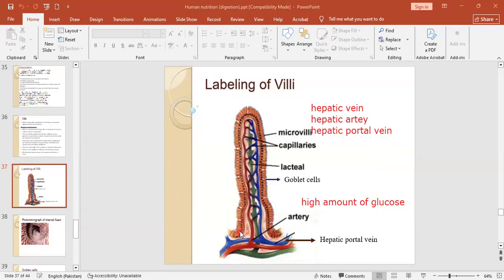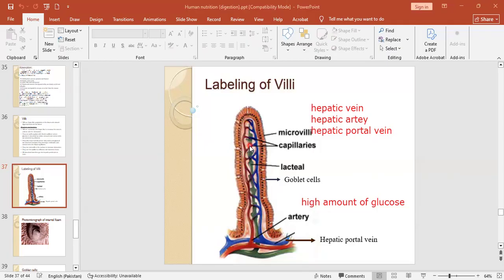Plus, it has microvilli on its upper part, which actually increase the absorption rate or the diffusion rate. Plus, it has capillaries in it, well supplied, because the substance is supposed to be absorbed into the blood. So where in the blood? The capillaries, because they are well supplied with blood, and in the capillaries the glucose is absorbed by the process of active transport, and the amino acid is absorbed by the process of diffusion.